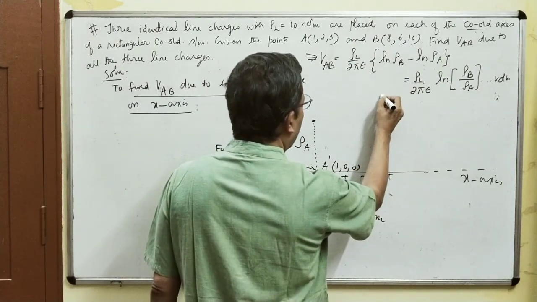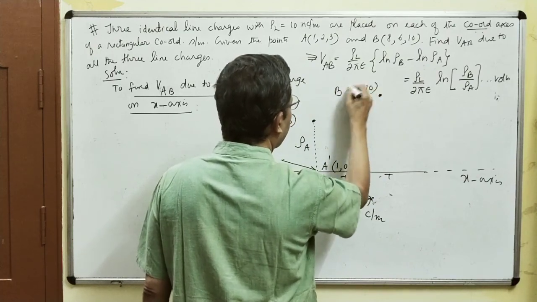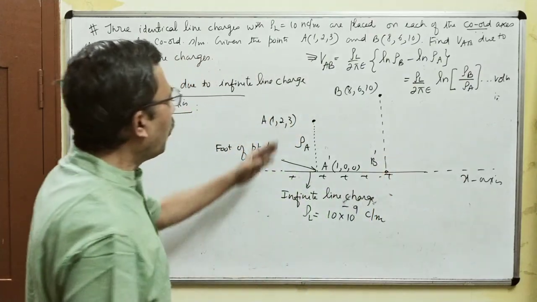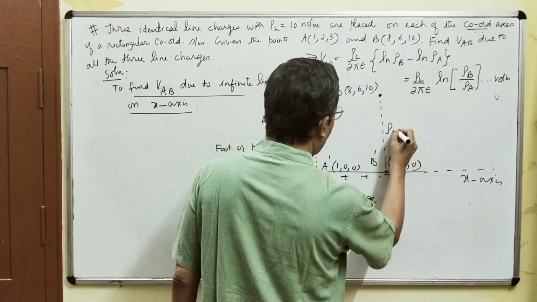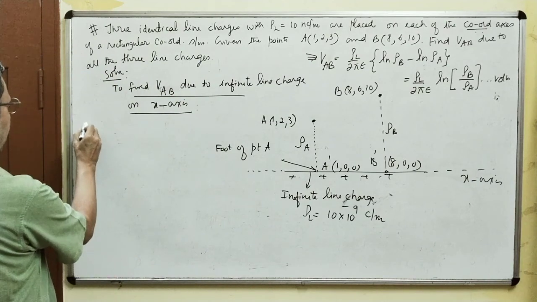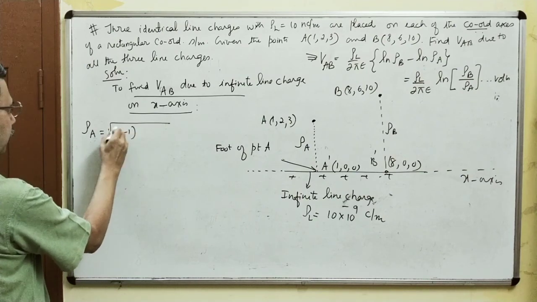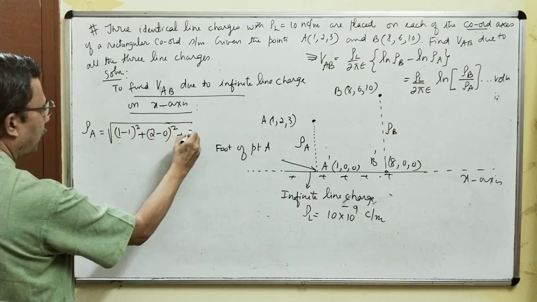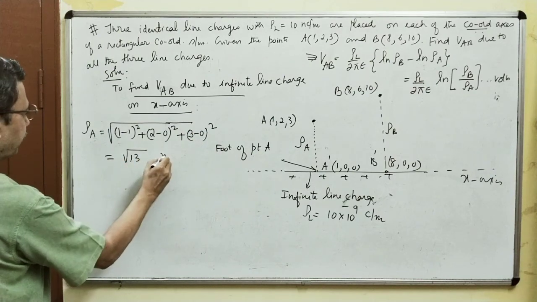Okay. Next, I will take point B. This is point B, which is 8, 6, 10. This is B dash, the foot of point B. It is nothing but 8, 0, 0. So, this is rho B. Now, rho A and rho B are calculated using the distance formula. Rho A is equal to square root of (1 minus 1) whole square plus (2 minus 0) whole square plus (3 minus 0) whole square. So, this is root of 13 meters.